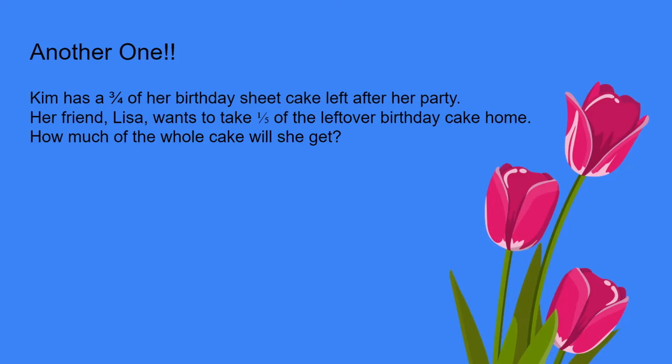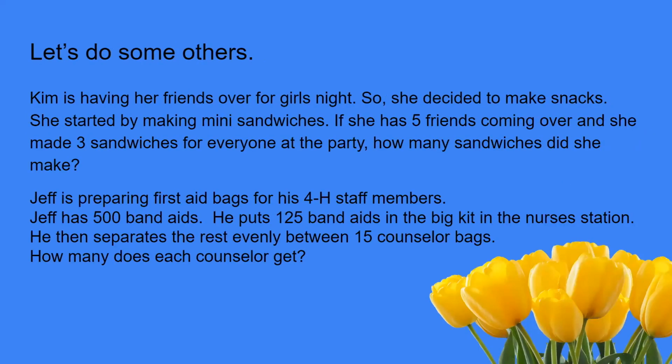So that's just another way, like I said, for us to use the CSA model, pull it through. I would use, like I said, fractional squares. I'd have them cut it up. I am not above cutting up foam squares if I had to, for my kids to be able to see it. Kim and her friends are going to have a girls' night. Okay, she's decided to make snacks.